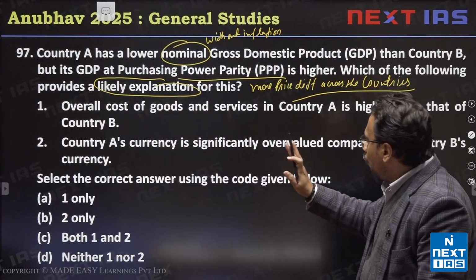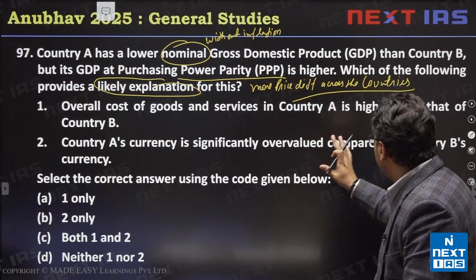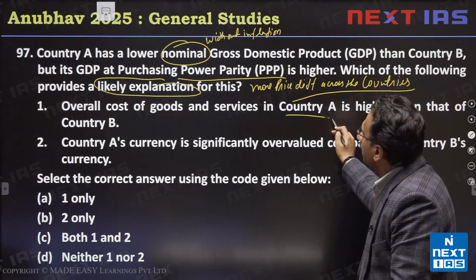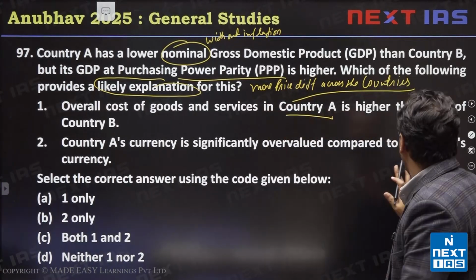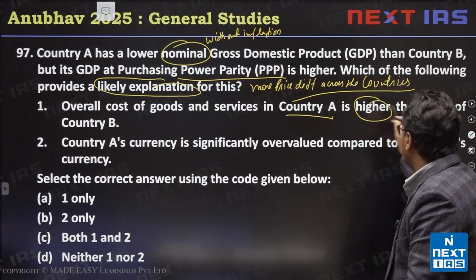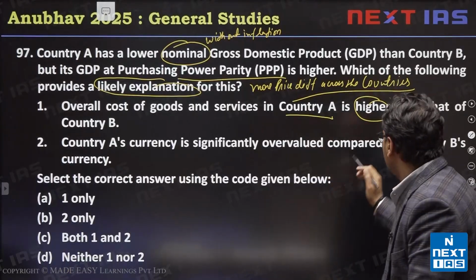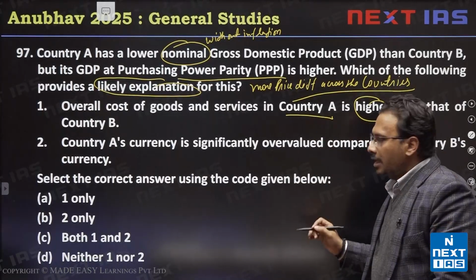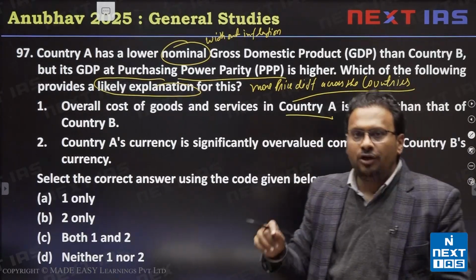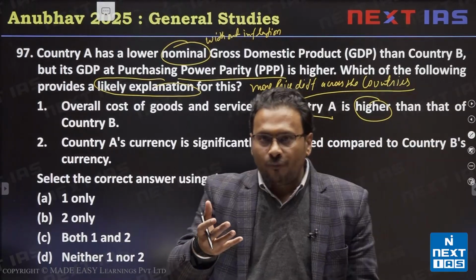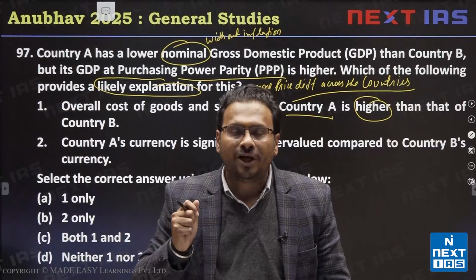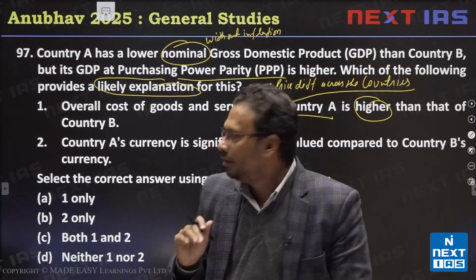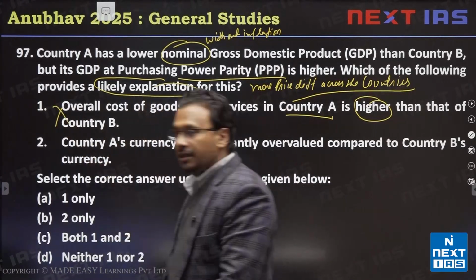First, the overall cost of goods and services in country A, which has the lower nominal GDP, is higher than that of country B. No, it has to be lower. And because it is lower, the people will be purchasing more goods and services. Why? Because the prices will be lower. Statement 1 is definitely incorrect.